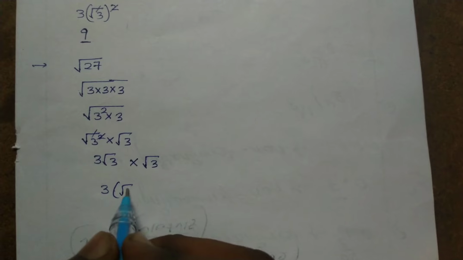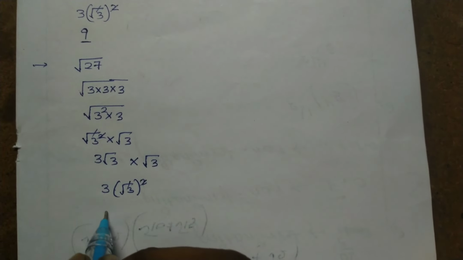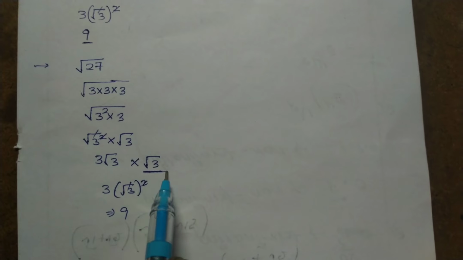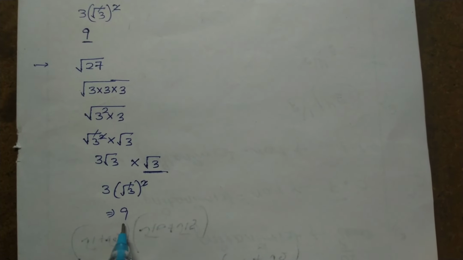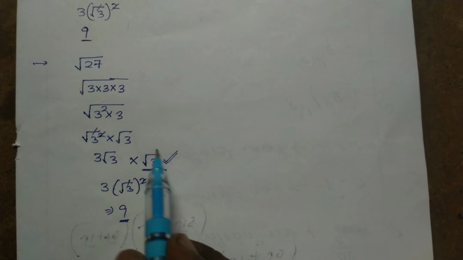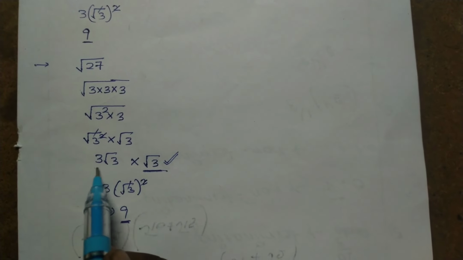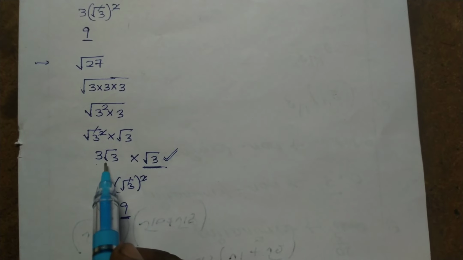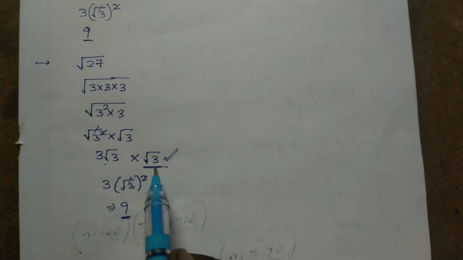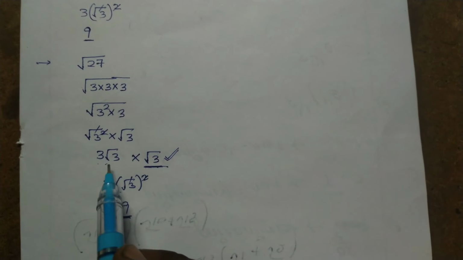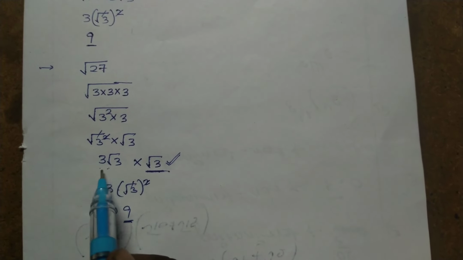3 into root 3 whole square. 3 3 will cancel, you are going to get 9. That means if you are multiplying with root 3, then only you are able to get a rational number. Then this root 3 is called the rationalizing factor of 3 root 3. Are you able to understand? So when you are multiplying this number with some rationalizing factor, you are getting a rational number. So that's why this root 3 is called the rationalizing factor of 3 root 3.